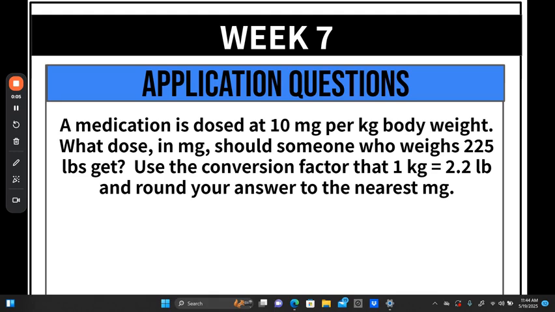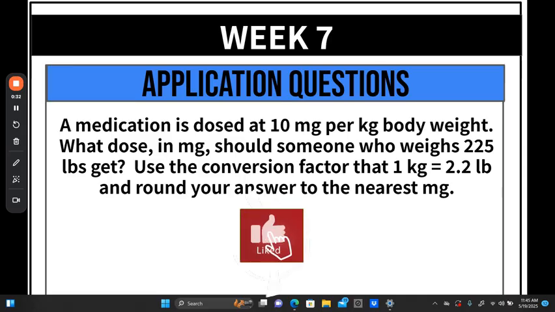In this video, we're going to be working on the Week 7 application questions. The first one says, a medication is dosed at 10 milligrams per kilogram of body weight. What dose in milligrams should someone who weighs 225 pounds get? Use the conversion factor that 1 kilogram equals 2.2 pounds and round your answer to the nearest milligram.